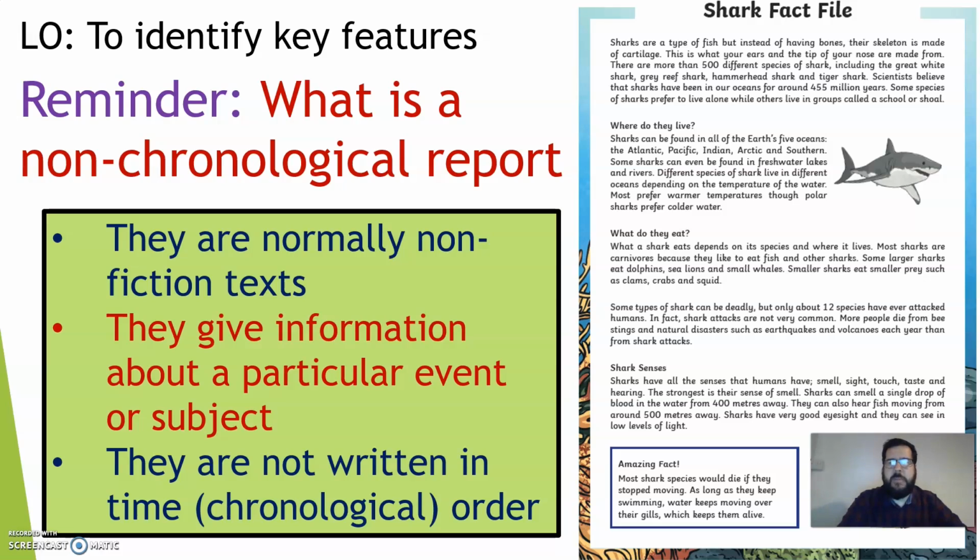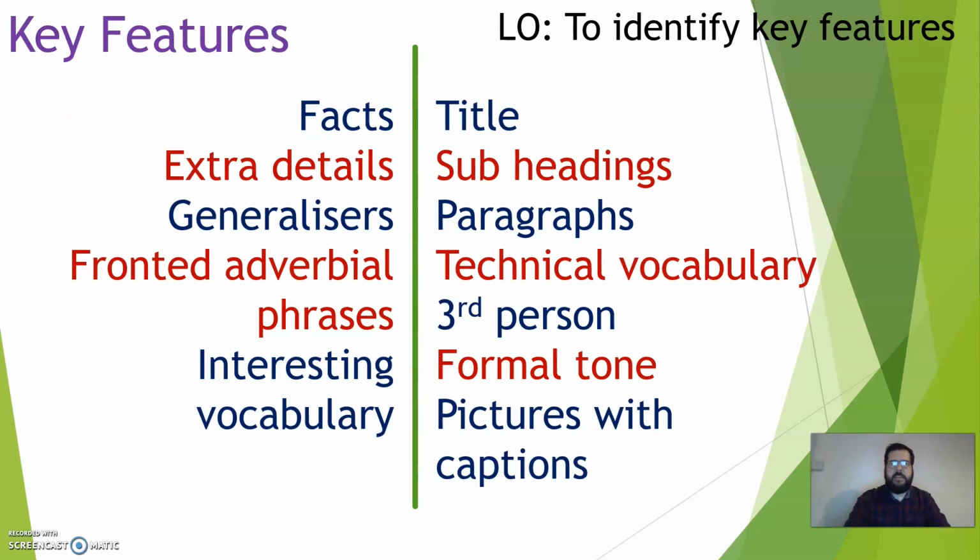So we don't have to worry about in a report about what happened first, what happened next. We're just writing paragraphs about the subject or the event that we are writing about. So that's what a non-chronological report is. These are the key features of a non-chronological report.